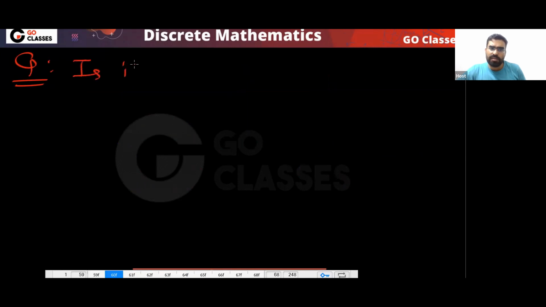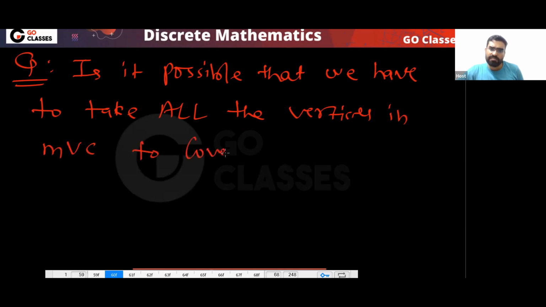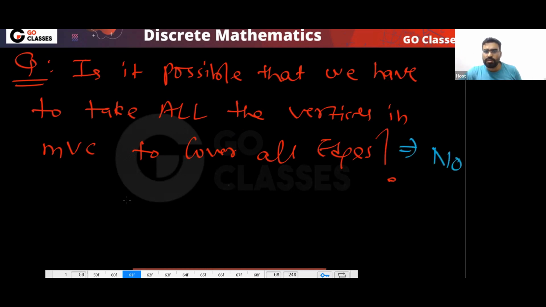Is it possible that we have to take all the vertices in minimum vertex cover to cover all edges? Is this possible? This is not possible.